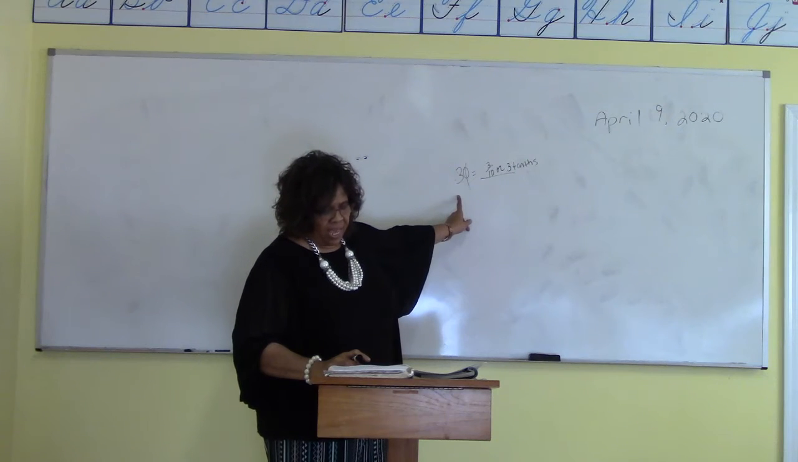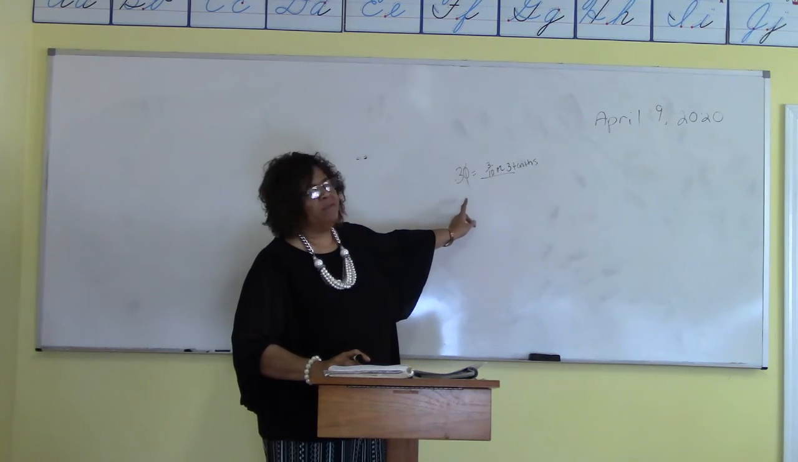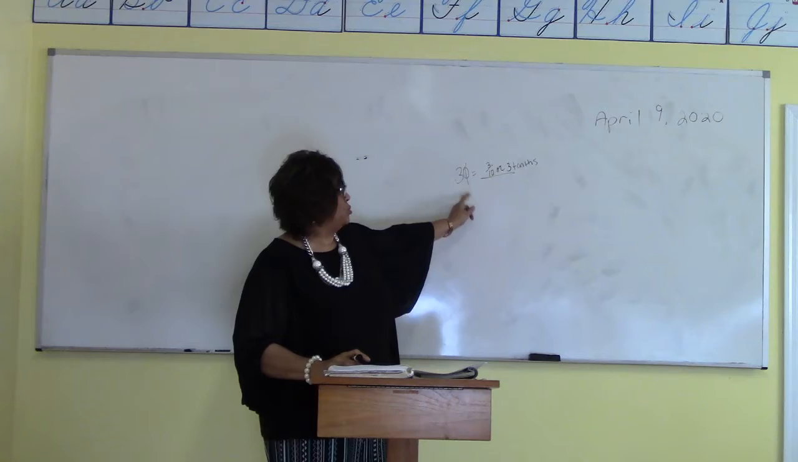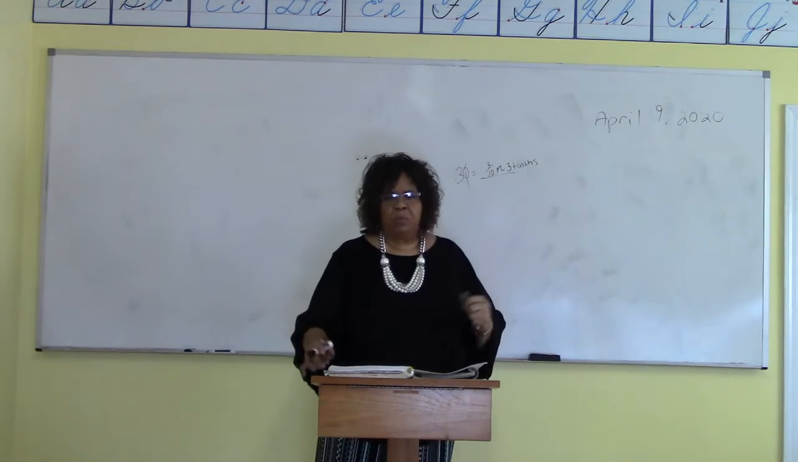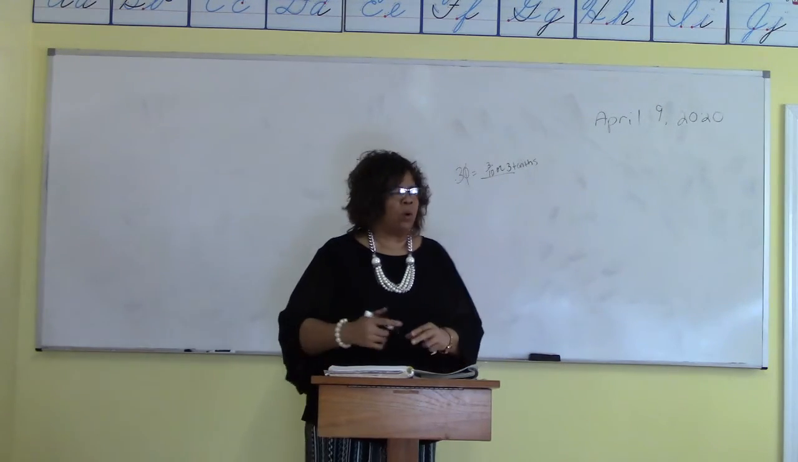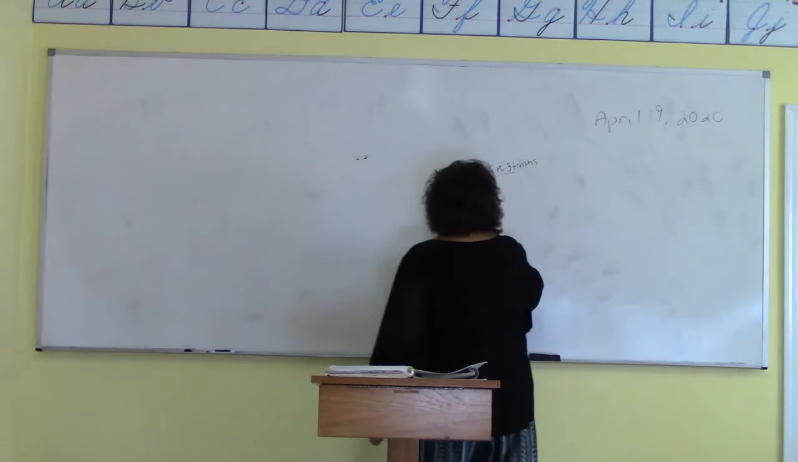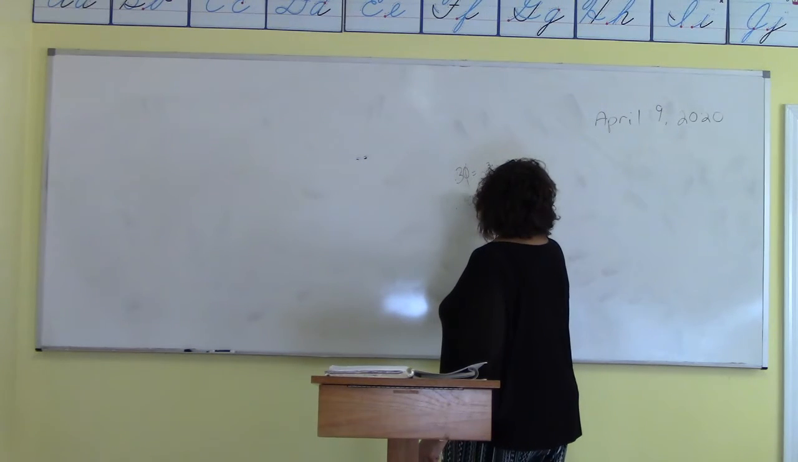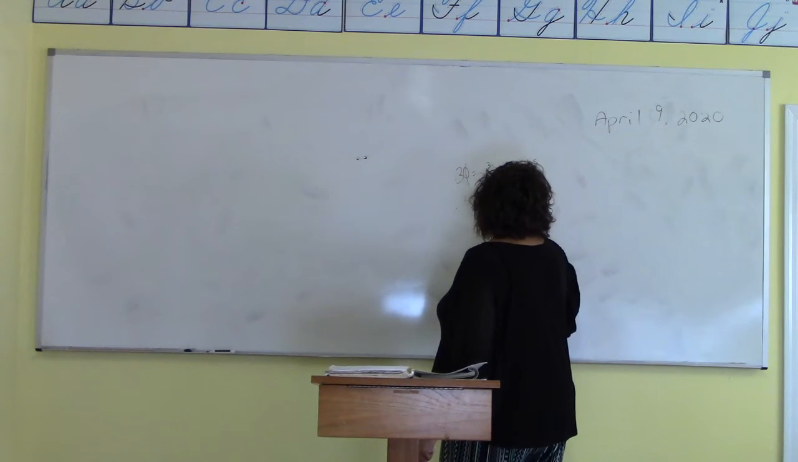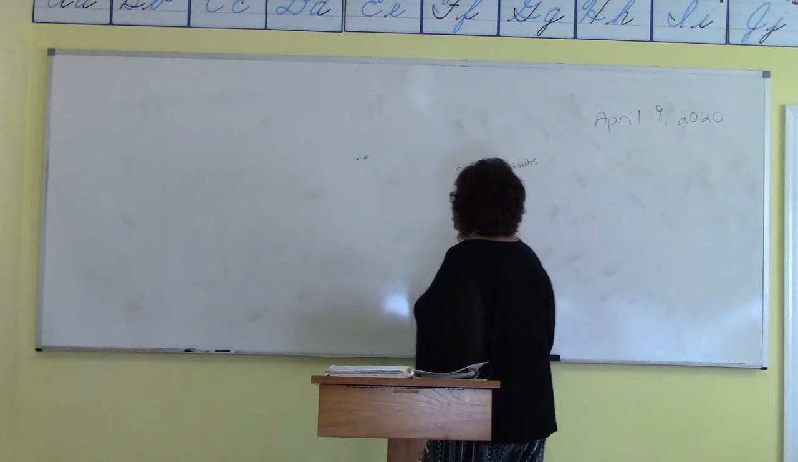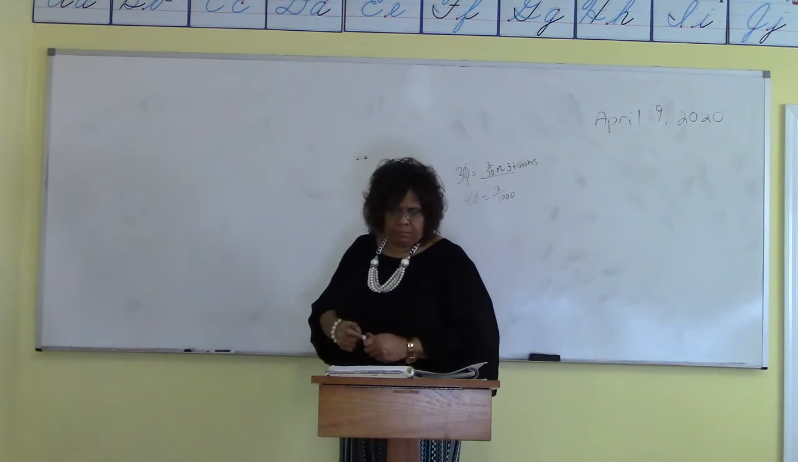For exercise A, it has 0.50. If you drop that zero, it'll be just 0.5. For 0.300, if you drop those zeros, this would be 3/1000. Simple.